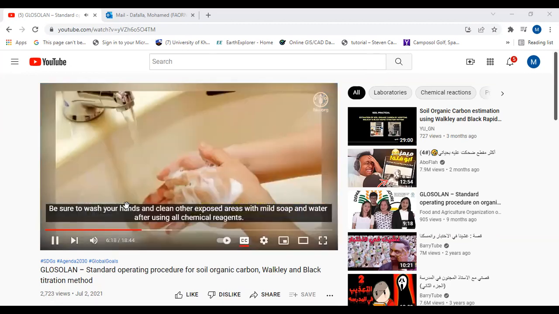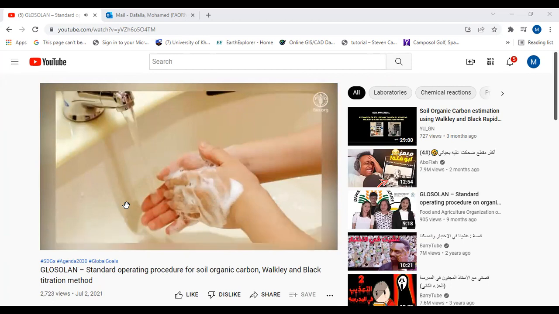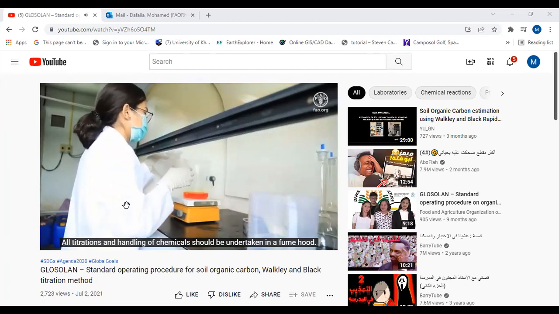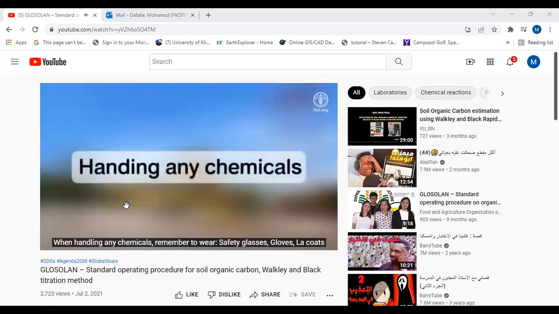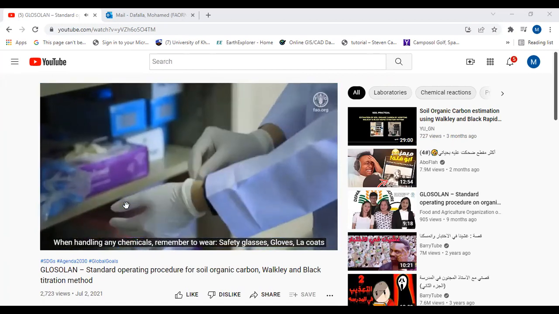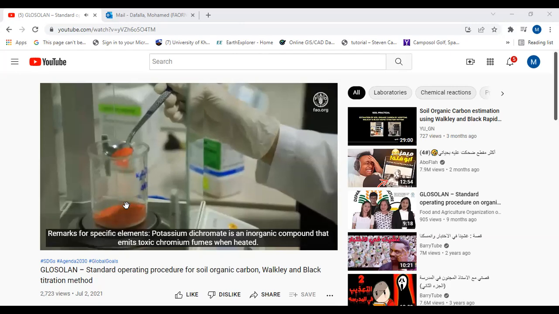Be sure to wash hands and clean other exposed areas with mild soap and water after using all chemical reagents. All titrations and handling of chemicals are to be undertaken in a full hood. When handling any chemicals, remember to wear safety glasses, gloves, and lab coats. Remarks for some specific elements.